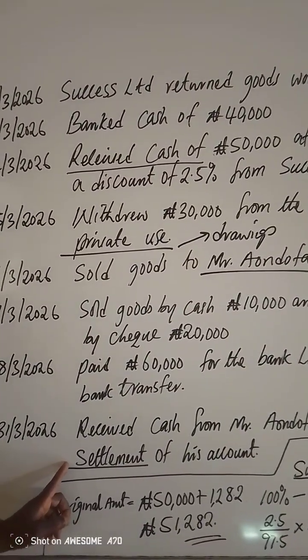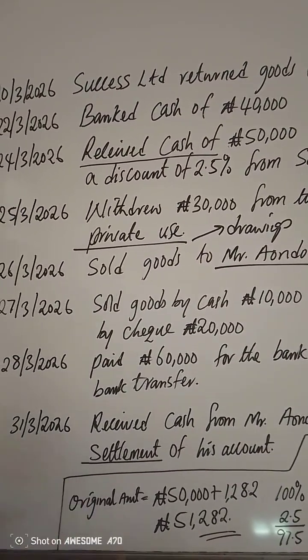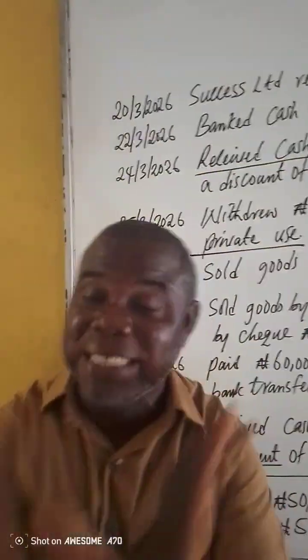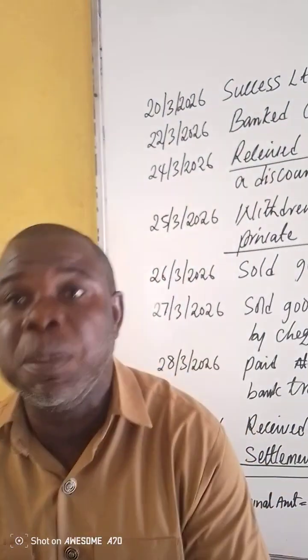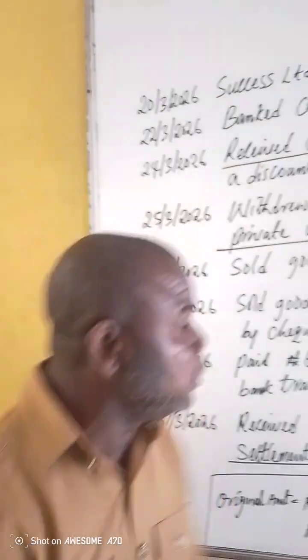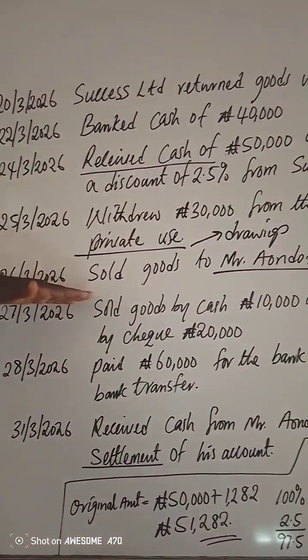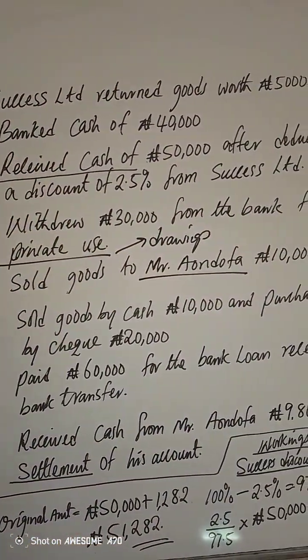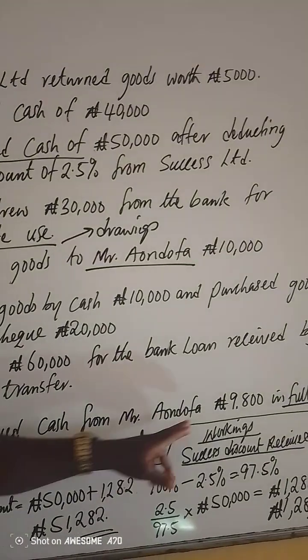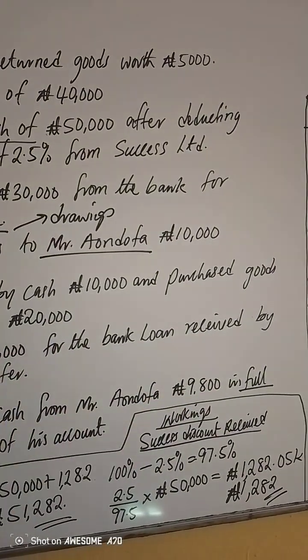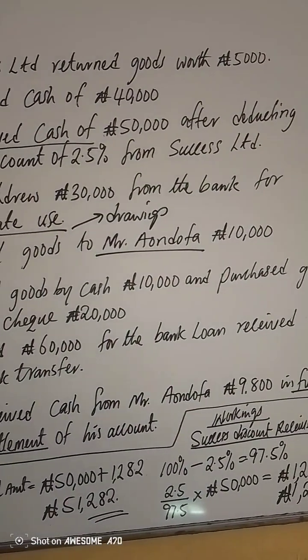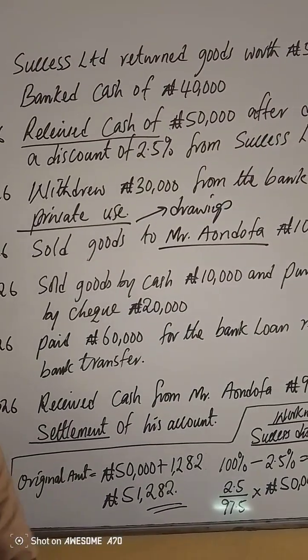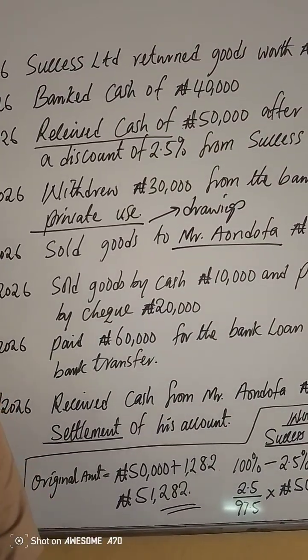That's why they worded it full settlement. Then this brings discount. So anytime you see full settlement, just know that there's discount. The full settlement is announcing discount. So here you discover that Ondufa was owing the business 10,000 and he's paying, or the business is receiving 9,800 in full settlement. It simply means that there's a discount of 200. That is discount allowed.